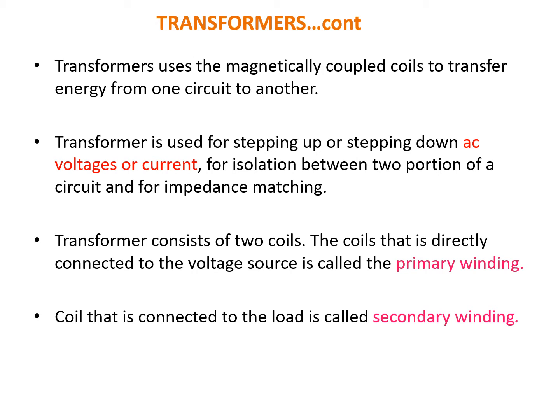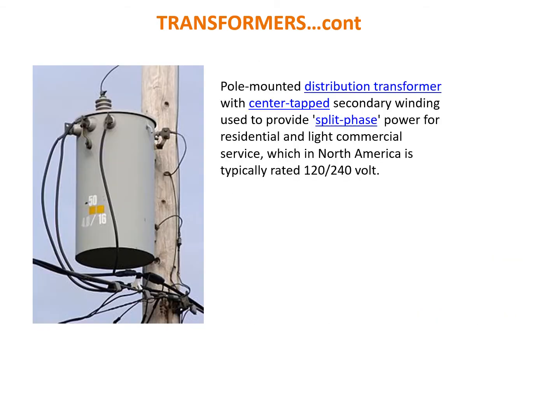There are two types of transformer, stepping up or stepping down, but usually in distribution we will use the stepping down AC voltage or current transformer. A transformer consists of two coils. The primary winding is directly connected to the voltage source and the secondary winding is connected to the load. This is one type of transformer, the pole mounted distribution transformer with center tap.